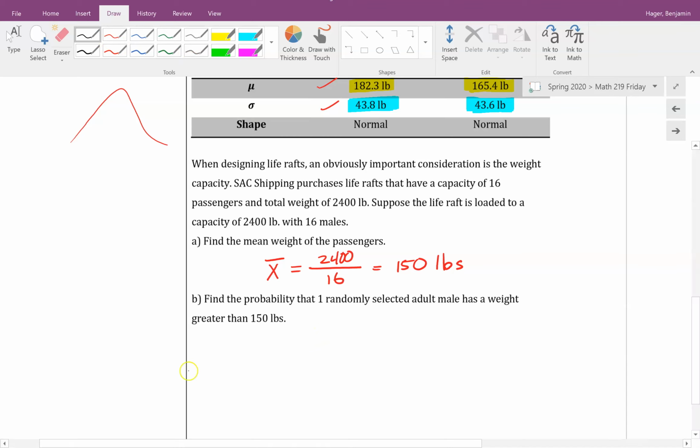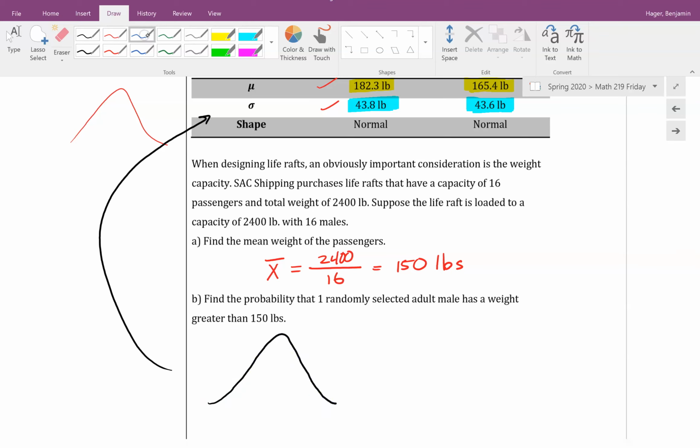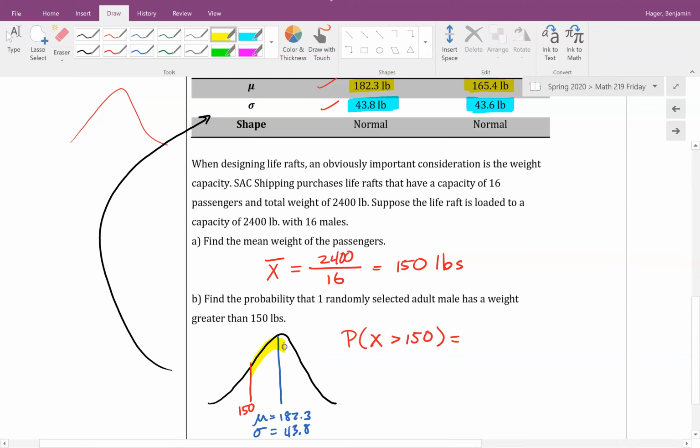Well, now I'm going to use this info up here. They tell me that the weight of adult males is normally distributed with a mean of 182.3 and a standard deviation of 43.8. If the mean is at 182, then 150 is left of that. What's the probability of getting a male, so just one data value, one male, to be greater than 150? So that's this area we're looking for right here.